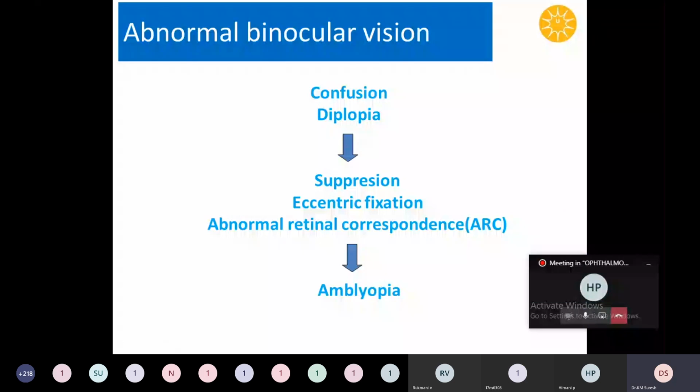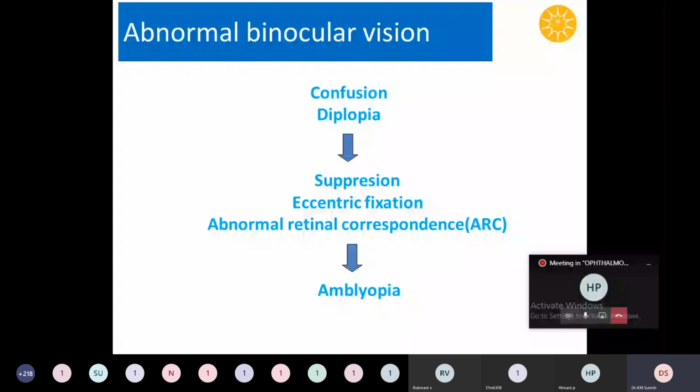Sorry for the interruption. So it will give rise to confusion and diplopia, and then suppression, eccentric fixation, and abnormal retinal correspondence, and that can also lead to amblyopia.